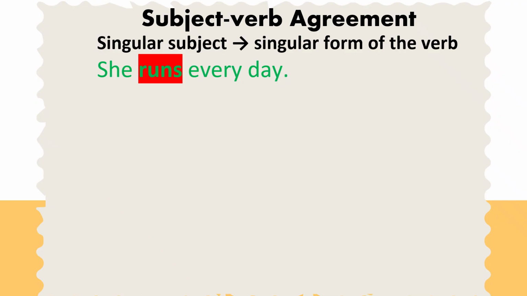Let's see one example. She runs every day. In this simple sentence, she is the subject, and it is one person, so it's singular. So, since the subject is singular, the verb run should also use its singular form, which is runs. We add s after the base form run. This is the singular form of the verb. It is runs.